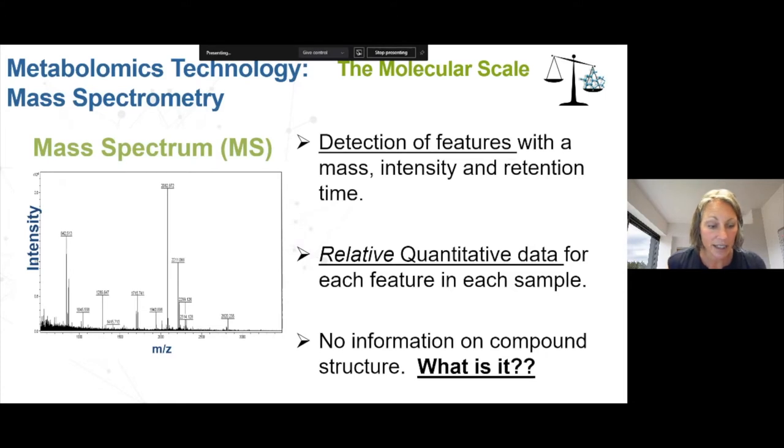So using this very broad general approach, we analyze all the samples in our experiment. At the end of the day, what we have is a collection of detected features or peaks for which we know the mass. If we're using a high resolution instrument, we know that mass pretty accurately. We know a relative intensity and we know a retention time. But with this data, we don't have any information about what those compounds are or the compound structure. In other words, we have a lot of peaks, but we don't know what they are.